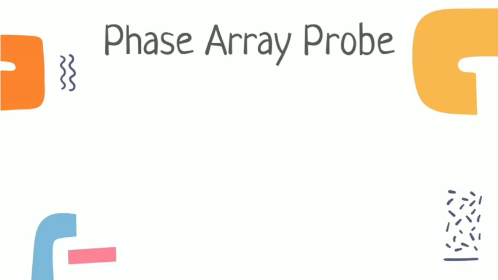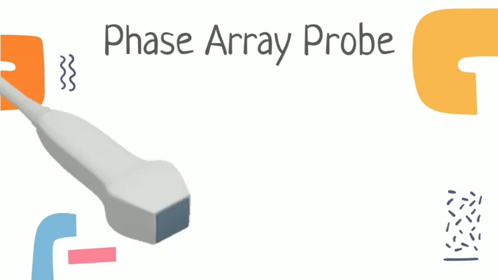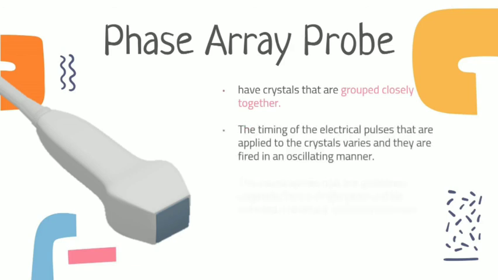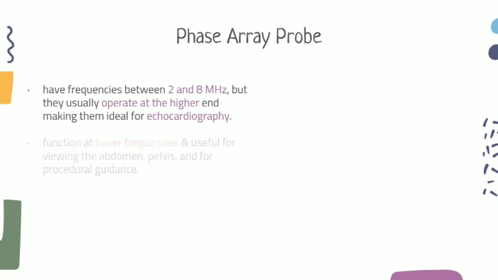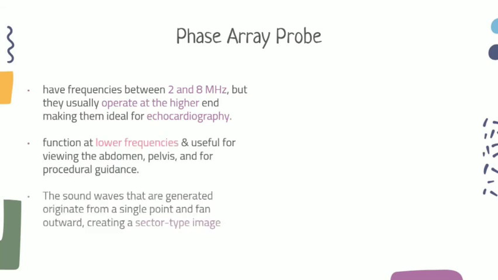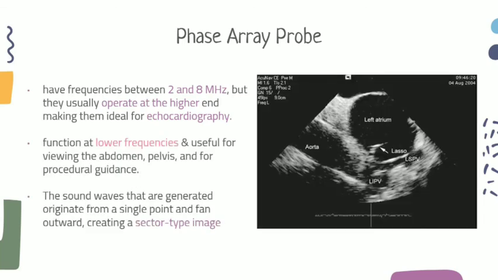Phase array probes have crystals that are grouped closely together. The timing of the electrical pulses applied to the crystals varies and they are fired in an oscillating manner. The sound waves generated originate from a single point and fan outward, creating a sector-type image. They have a frequency of 2 to 8 MHz, but they usually operate at the higher end, making them suitable for echocardiography. It also functions at lower frequency and is very helpful for viewing the abdomen, pelvis, and for procedural guidance.